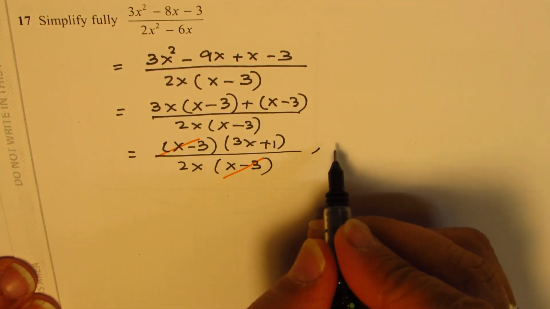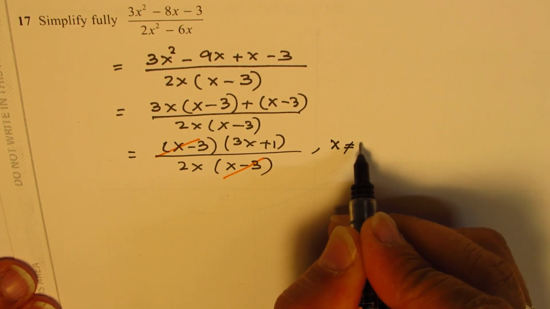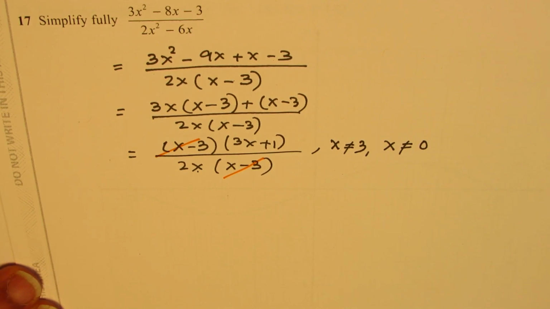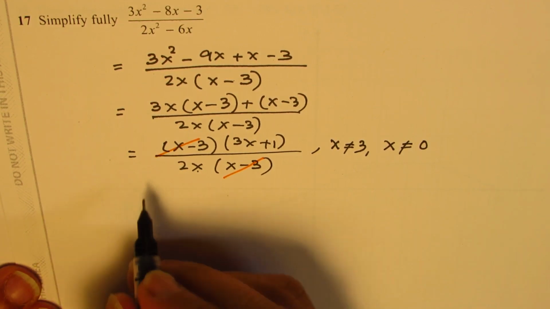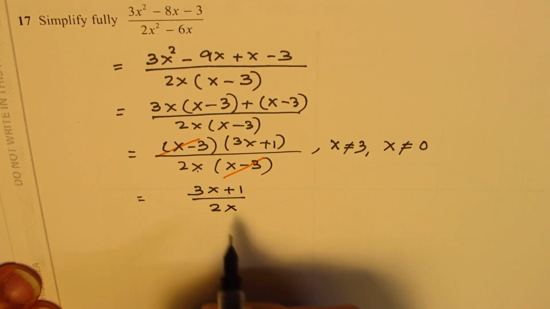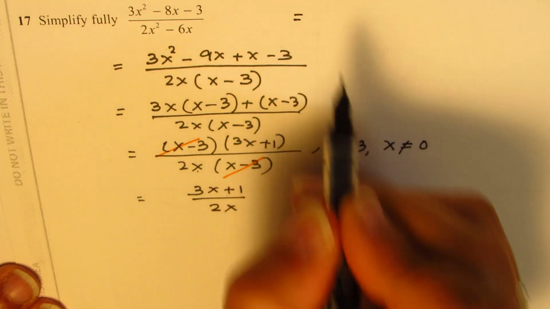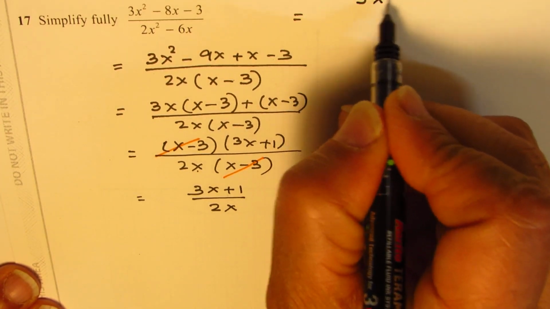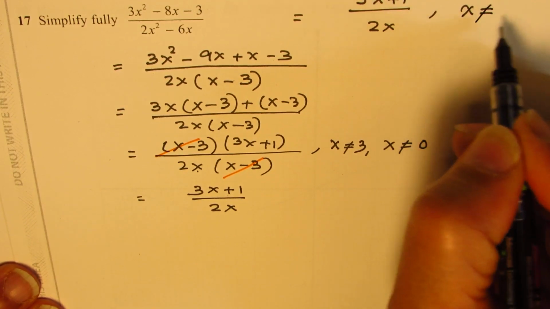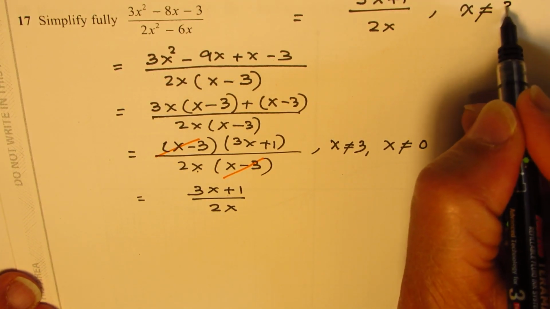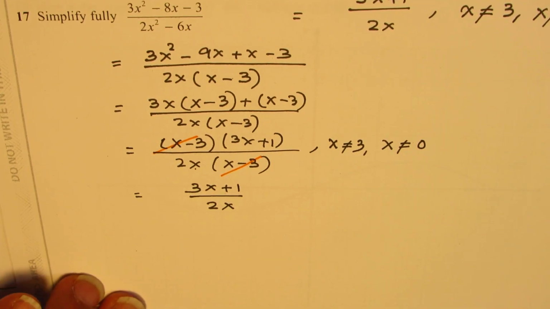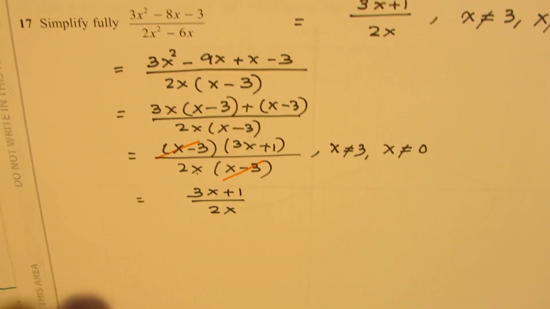So when you cancel, you have to write the restriction that x is not equal to 3. In fact, x is not equal to 0 also, since x is also in the denominator. So what you get here is 3x plus 1 over 2x. So the simplified form really is 3x plus 1 over 2x. And the restrictions are that x is not equal to 3 and x is not equal to 0. Is that clear? So that is how we are going to solve question number 17.